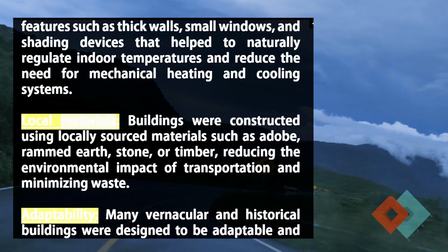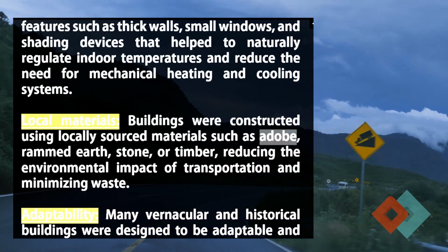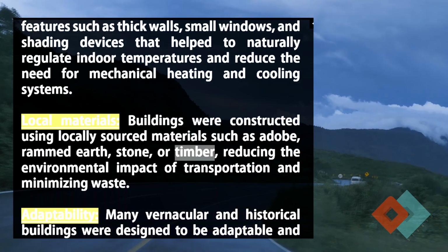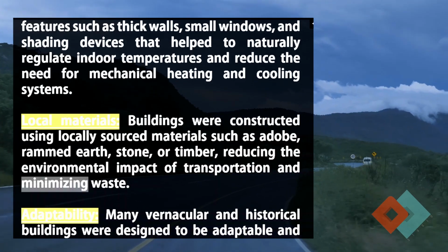Local materials. Buildings were constructed using locally sourced materials such as adobe, rammed earth, stone, or timber, reducing the environmental impact of transportation and minimizing waste.